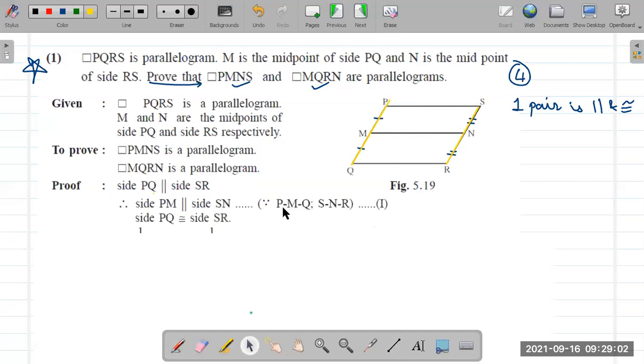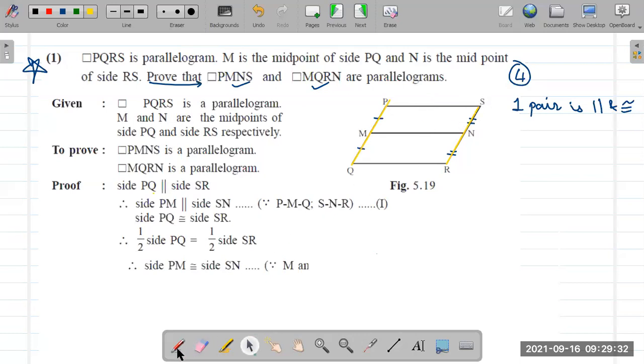Since we are given that the complete thing is a parallelogram, these two sides are parallel and they are congruent also, right? So PQ is congruent to SR, and since these are midpoints, we can simply halve both sides. So multiply both sides by half. Half of PQ, we are going to first prove the upper part, so we can say PM. So PM is congruent to SN.